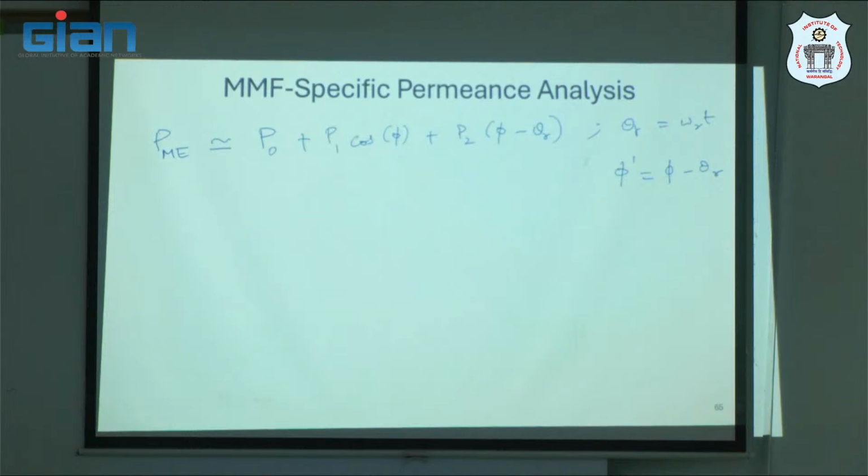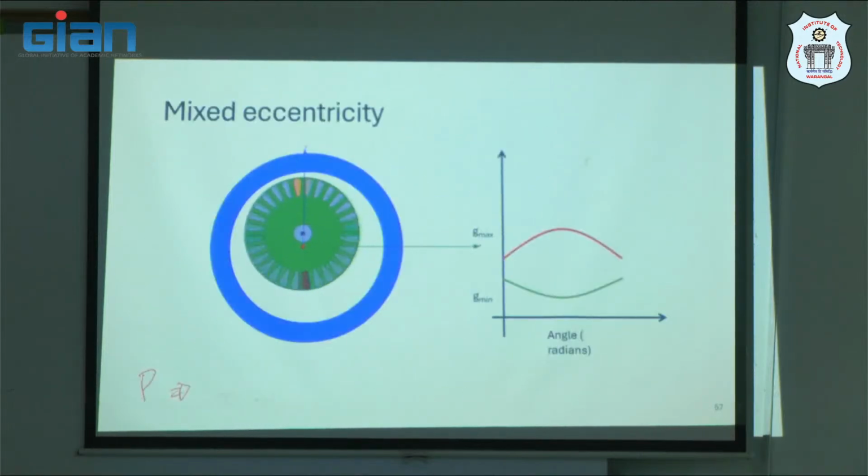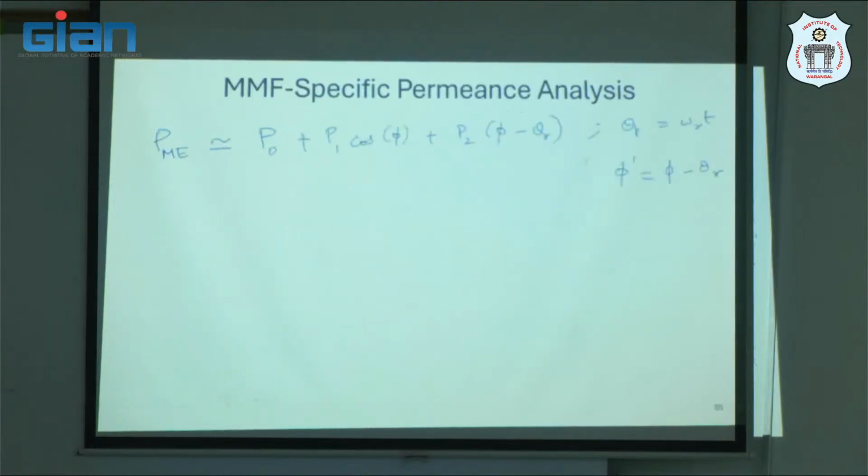I am just taking the expression and giving it to you. You are welcome to read a few papers and mathematically derive this for dynamic eccentricity, combine it for mixed, and see what happens. So the mixed eccentricity air gap, when we invert it to get the permeance, will be of this general form or can be approximated to this general form.